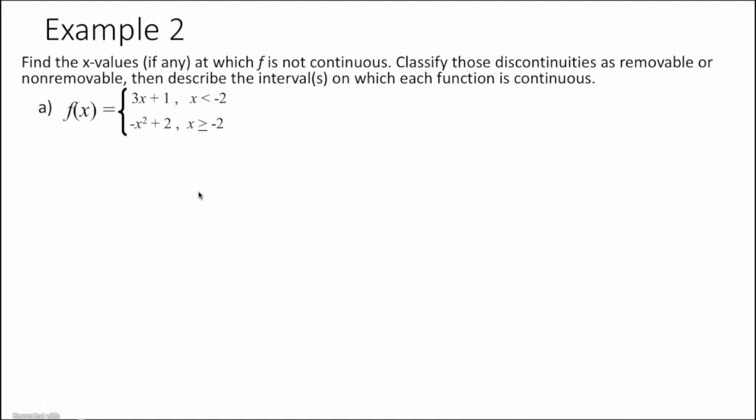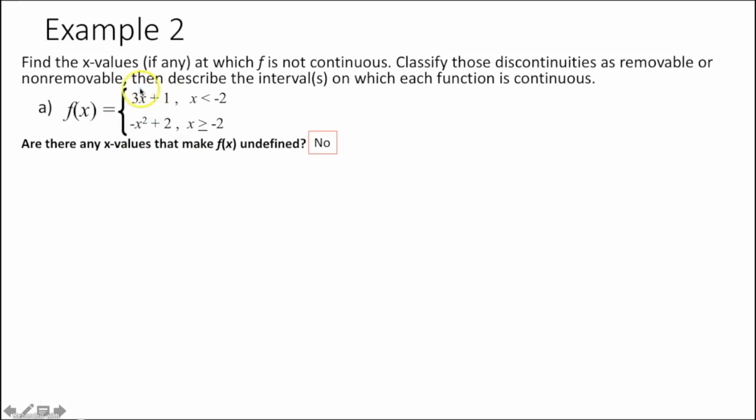Okay, example 2, we're doing the same thing, except this time we have a piecewise function. So we start the same way. Are there any x values that would make f of x undefined? Are there any x values that would cause either part of this piecewise function to have a hole or a vertical asymptote? And the answer is no. This is a straight line, this is a parabola. Therefore, there is no x value that would cause either part of this to have a vertical asymptote or a hole.